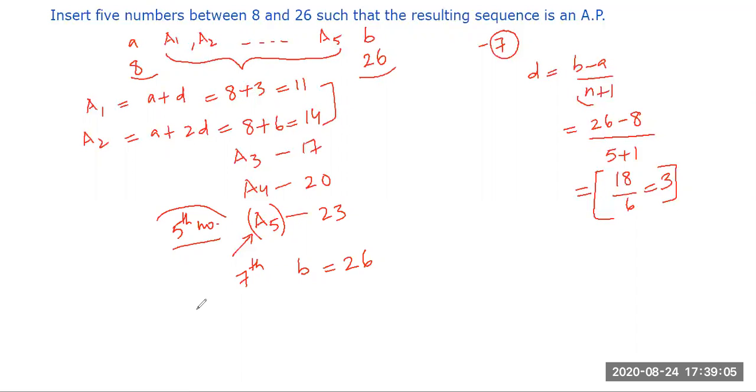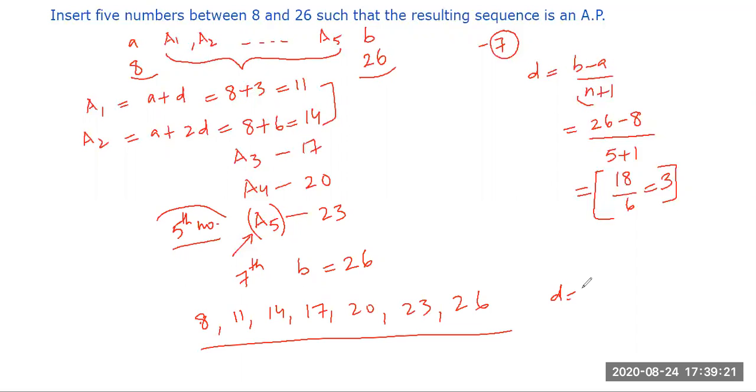So let's see whether the resulting thing is an AP. 8, 11, 14, 17, 20, 23, 26. Yes, it's a perfect AP with common difference D equal to 3, first term 8 and last term 26. Perfectly understood, students? Yes, sir. Beautiful. Let's go further.